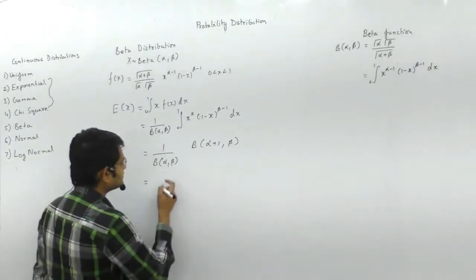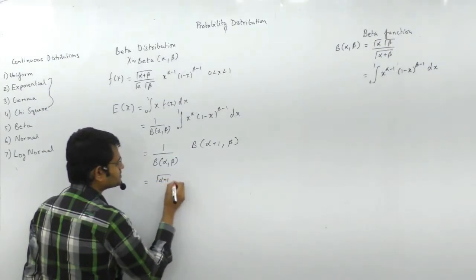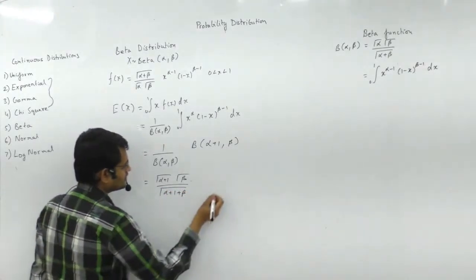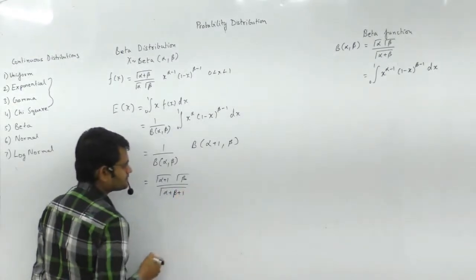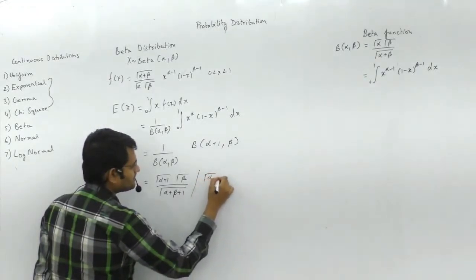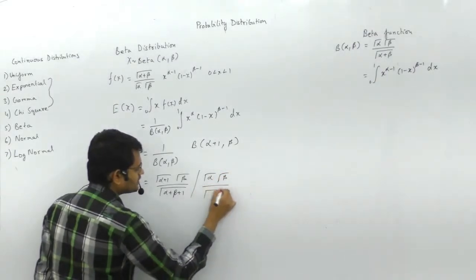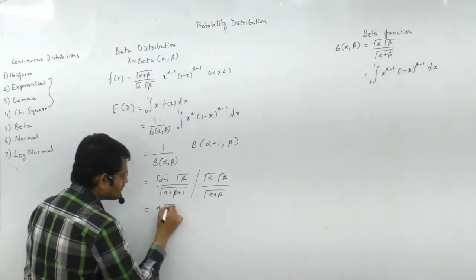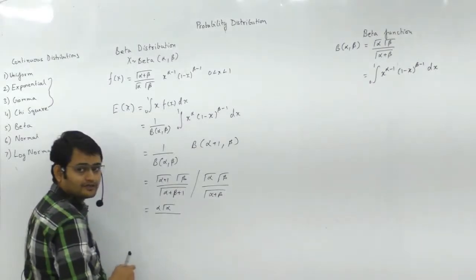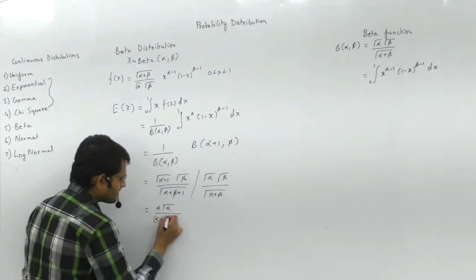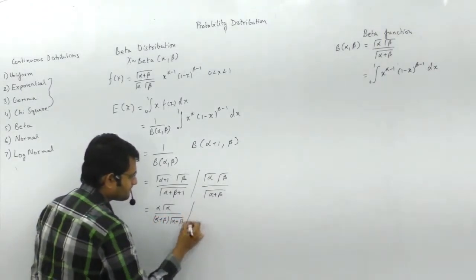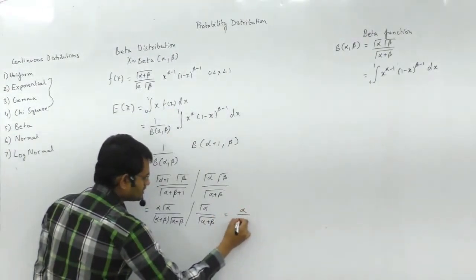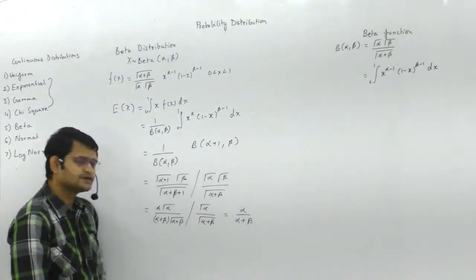Now beta of alpha plus 1 comma beta will be gamma of alpha plus 1 gamma of beta upon gamma of alpha plus 1 plus beta, or I can write it as alpha plus beta plus 1, then upon we'll have gamma of alpha gamma of beta upon gamma of alpha plus beta. Gamma of beta will cancel out, and gamma of alpha plus 1 can be written as alpha into gamma of alpha, and gamma of alpha plus beta plus 1 can be written as alpha plus beta into gamma of alpha plus beta. So we'll have the expected value as alpha upon alpha plus beta. This becomes our expected value.